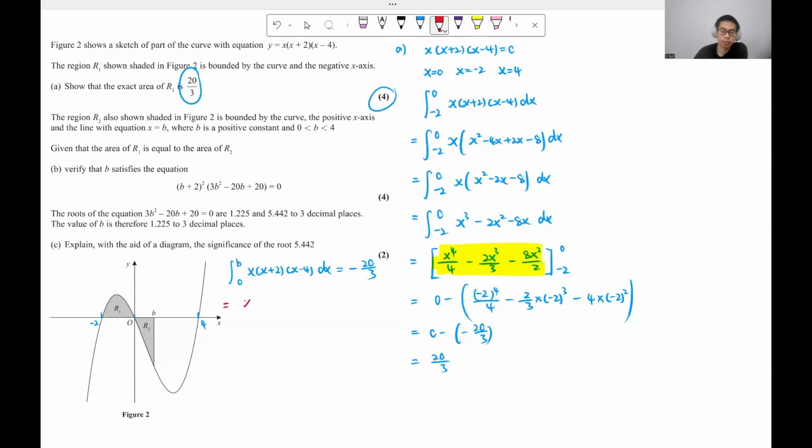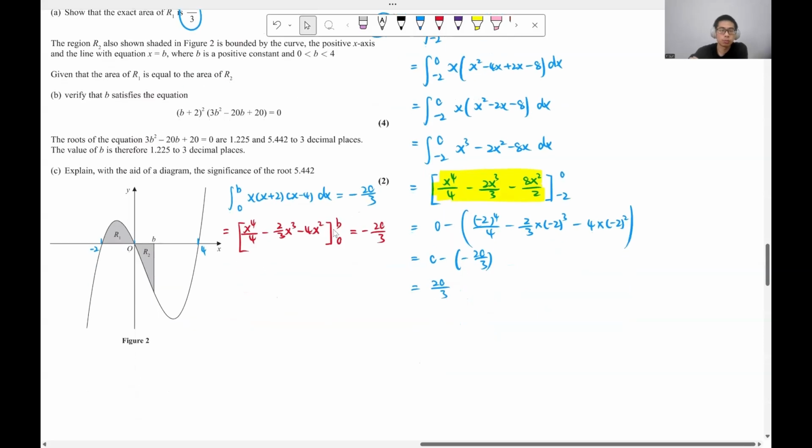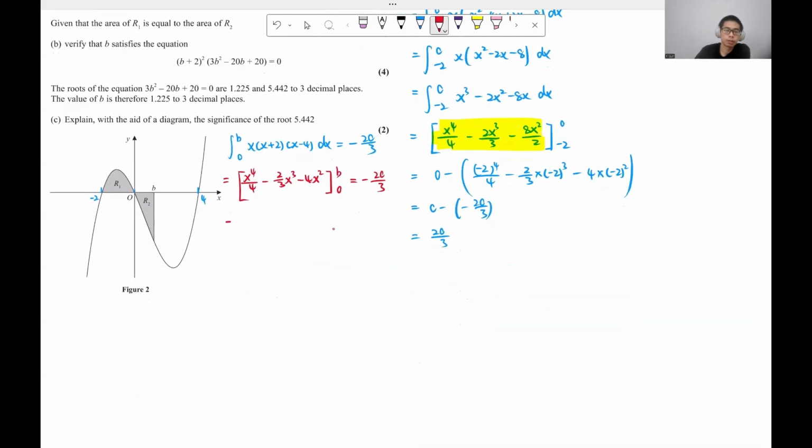So that would be x to the power 4 over 4 minus 2/3 x cubed minus 4x squared, with limits b and 0, equal to negative 20/3. Now if we substitute in b, we have b to the power 4 over 4 minus 2/3 b cubed minus 4b squared. And if we substitute in 0, it's just 0. So that's equal to negative 20/3.